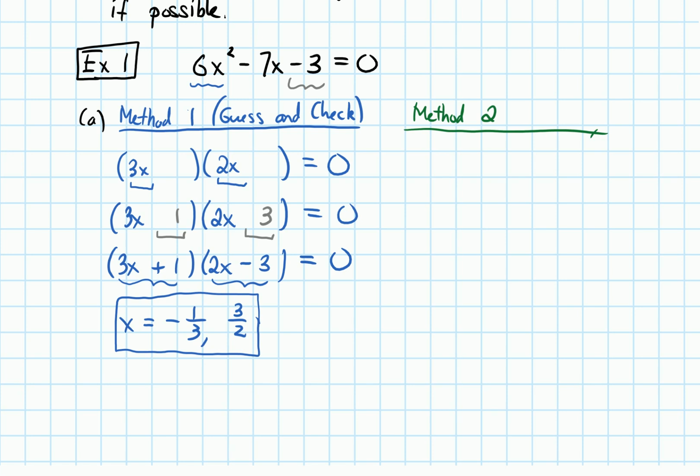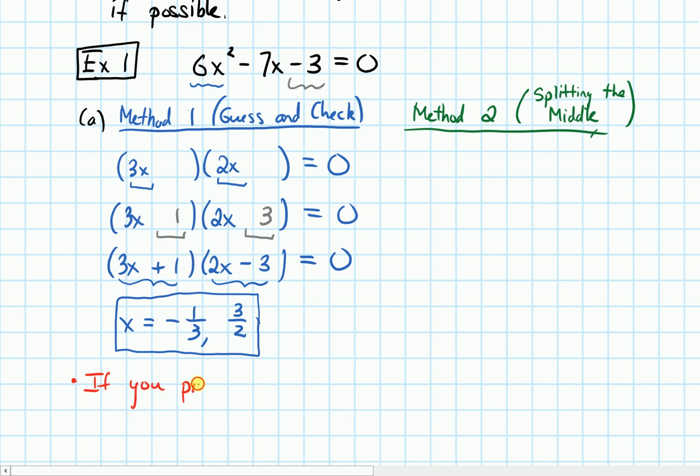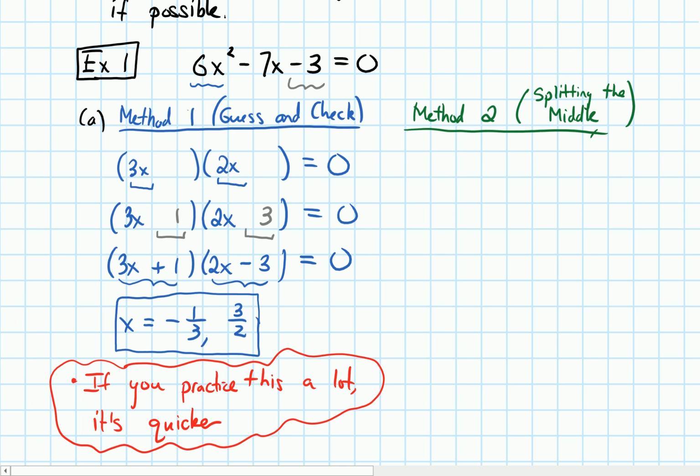Okay, so let's do this one other way. Method 2 is what I'm going to call splitting the middle. The key difference between these two is, with guess and check, if you practice this a lot and you get good at knowing what to guess, it's typically quicker. Splitting the middle is more systematic for smaller numbers, so when the a, the b, and the c overall collectively are smaller numbers, method 2, splitting the middle, is going to be more systematic.